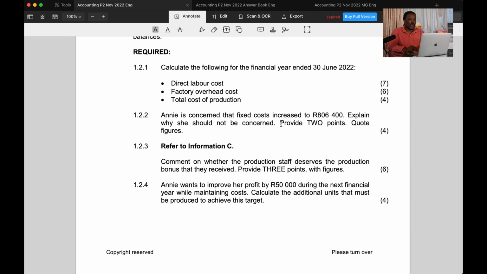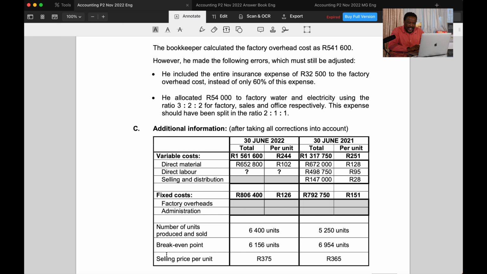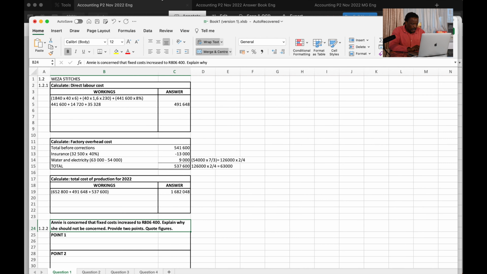1.2.2, we look at: Annie is concerned that fixed costs increased to 806,400. Explain why she should not be concerned. Provide 2 points. Quote figures. Now, it's very important when you quote figures, that's when you use these comparative figures I was talking about, where you check from 2022, 2021, economies of scale. That's the first thing you check, because look at the production. Units produced has increased. And when you answer this, you just start with the production.